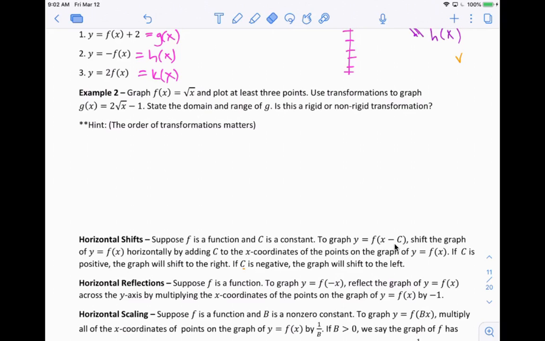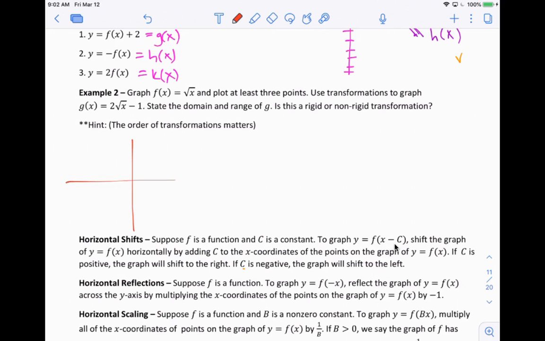Okay, so let's try another one now, this time with an actual function. Graph f of x is equal to the square root of x and plot at least 3 points. Using transformations, graph g of x is equal to 2 square root of x minus 1. State the domain and range of g. Is this a rigid or non-rigid transformation? So a lot in this problem, but let's just start with that first one there. Graph f of x is equal to square root of x using at least 3 points.